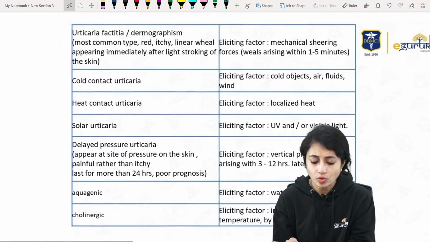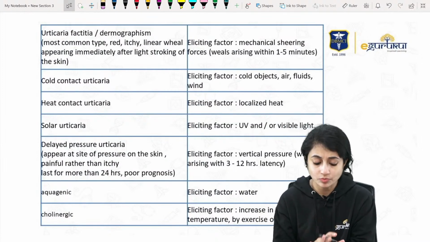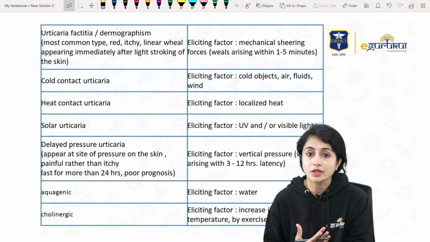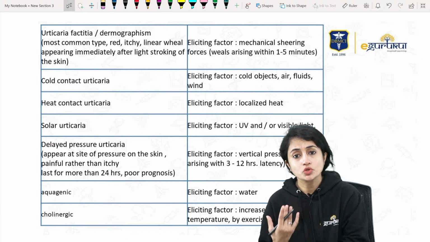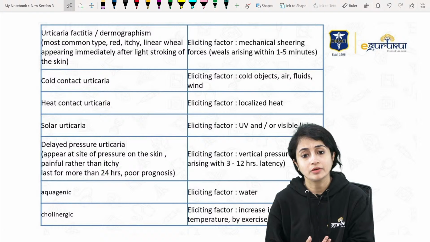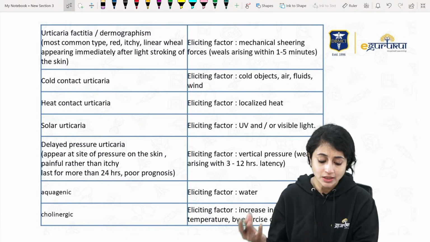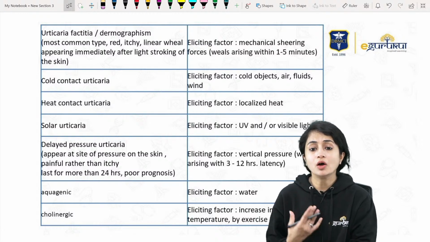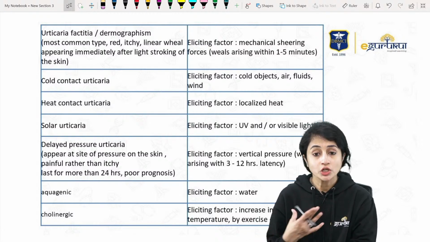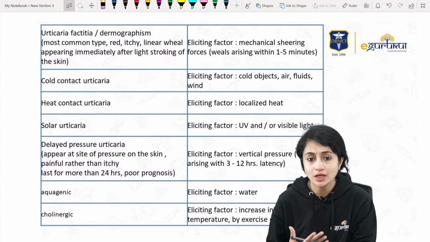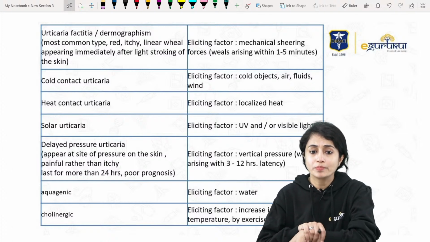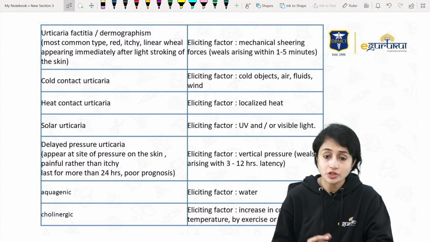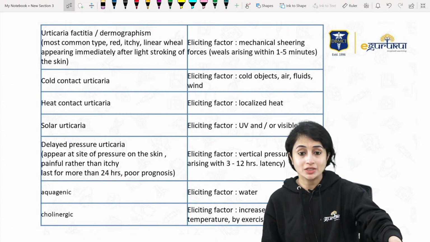Okay, so all these are different types of urticarias. Dermographism, when it is because of shearing pressure. Cold urticaria, when because of exposure to cold objects. Heat urticaria, when there is exposure to heat. These are all different types of chronic urticaria or physical urticaria. Solar urticaria, when it is because of sun. Pressure urticaria, due to pressure. Aquagenic, due to water, or cholinergic, which is due to excessive sweating.